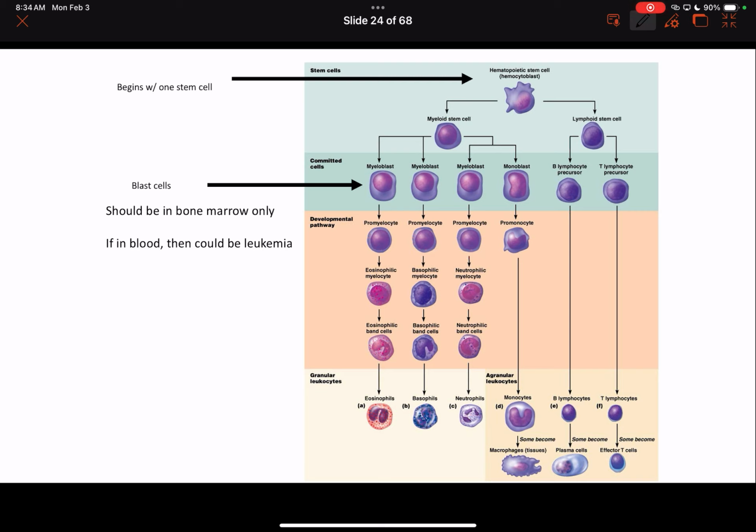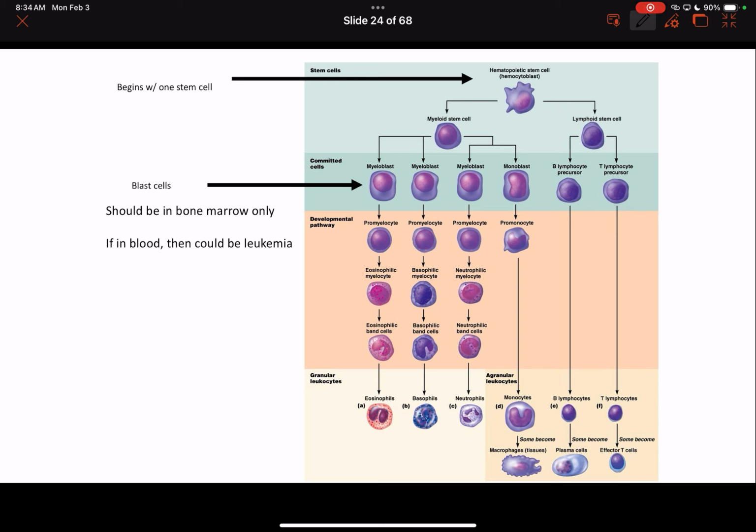Now, one part of their development is before they're mature, they become what are called blast cells. Okay, these should be in the bone marrow only. They are not developed enough. They should not be circulating. They haven't been trained. They don't know how to fight infection. They don't really know how to do any of their functions just yet.